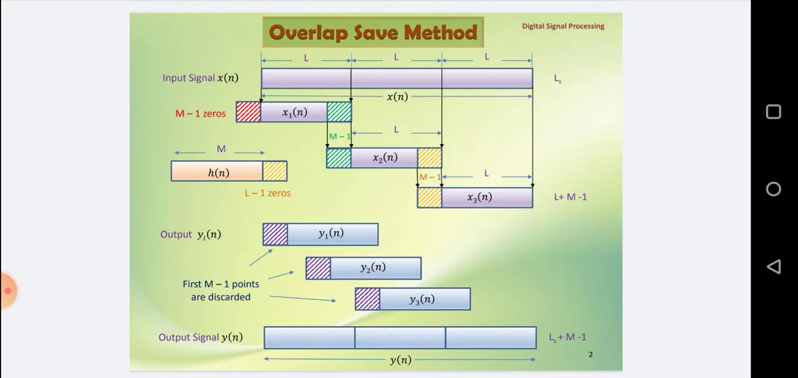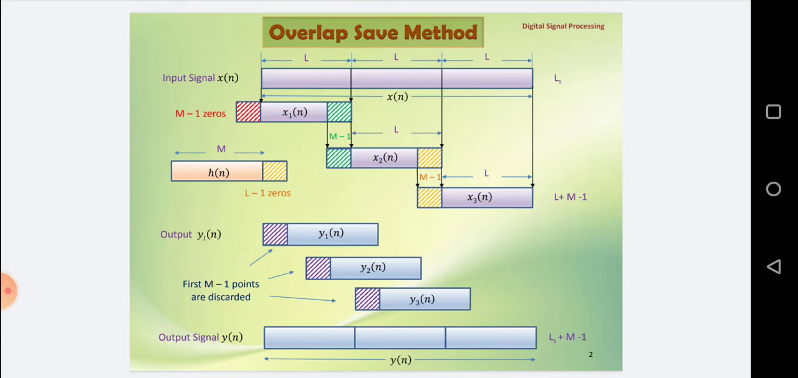So for creating the first sequence x1 of n, we have to add M minus 1 zeros at the start of the sequence and take L elements from x of n. So we will get x1 of n of length L plus M minus 1. While writing x2 of n, we take the last M minus 1 elements from the first sequence and copy them as they are in the second sequence, and then take the next new L elements from x of n. So we will get x2 of n of length L plus M minus 1. Same process we have to repeat till the elements in x of n get finished.